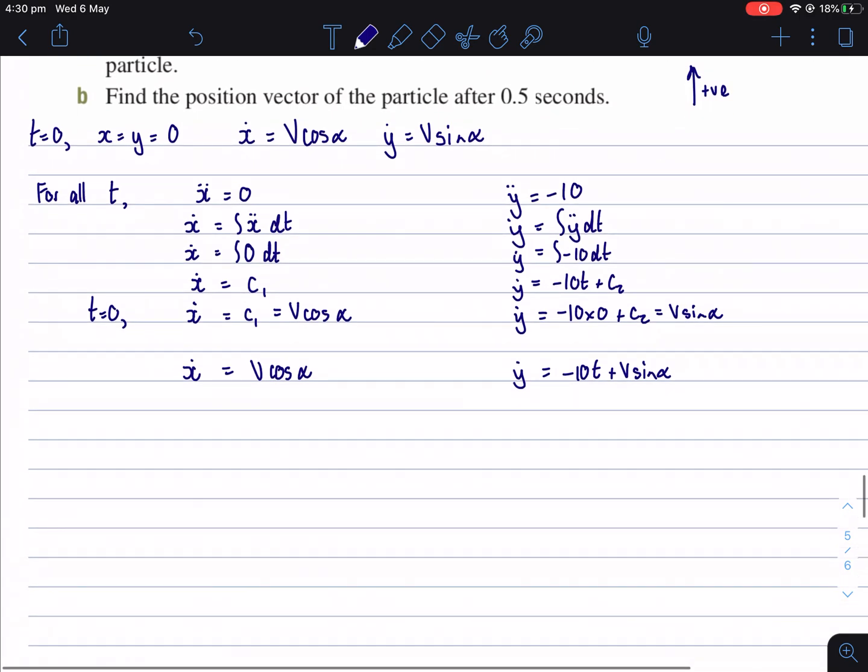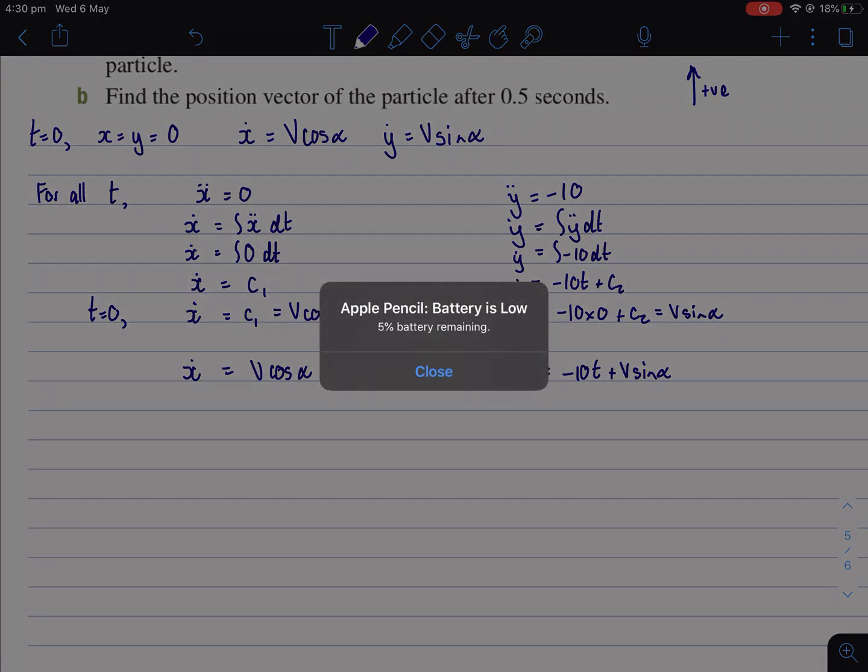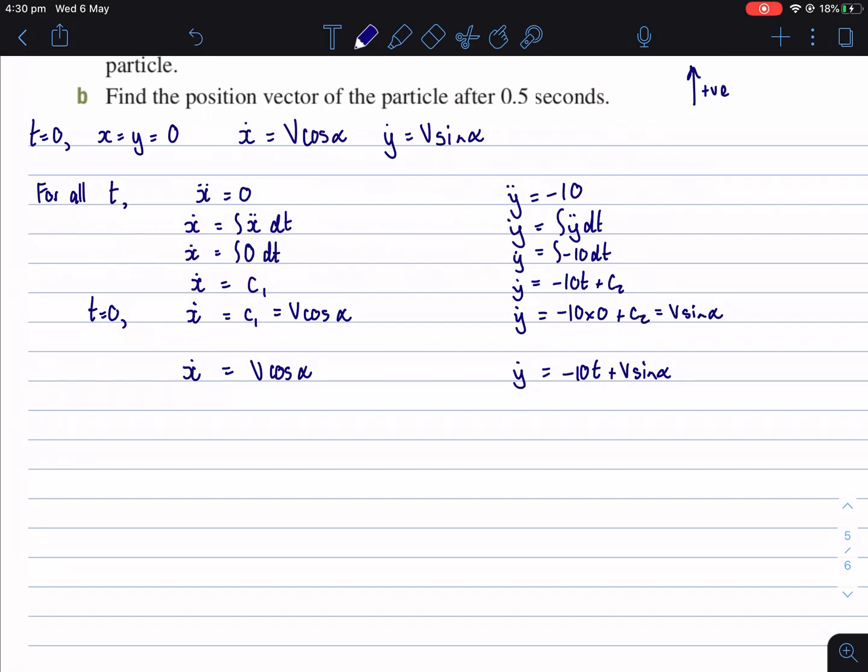Okay, now let's try integrating. One moment. I've got to plug in my pencil. This is a first world problem, I can safely say.